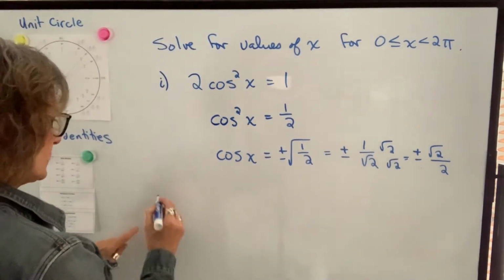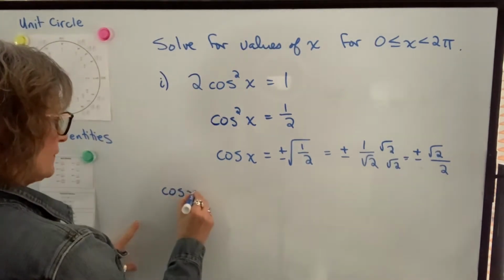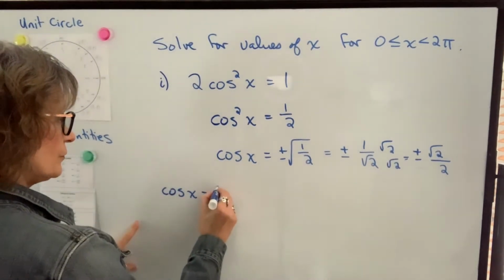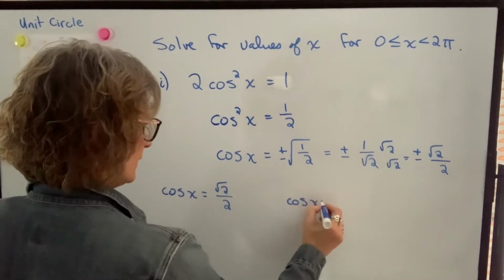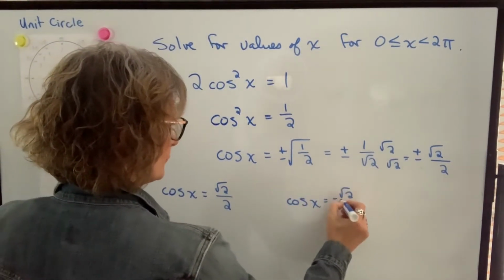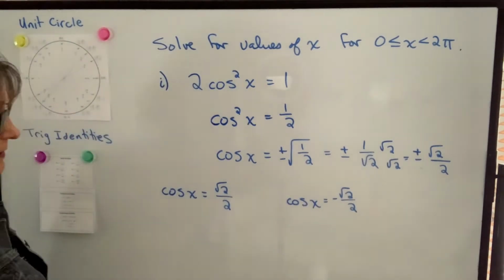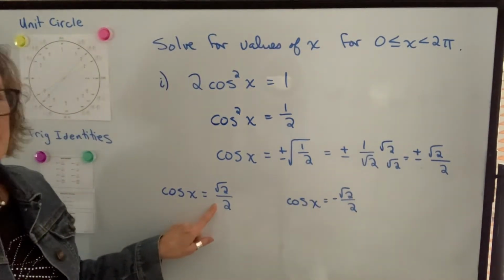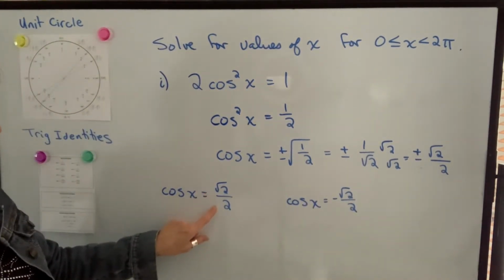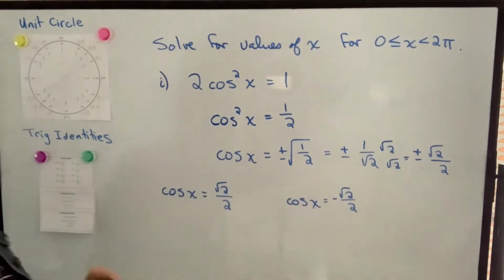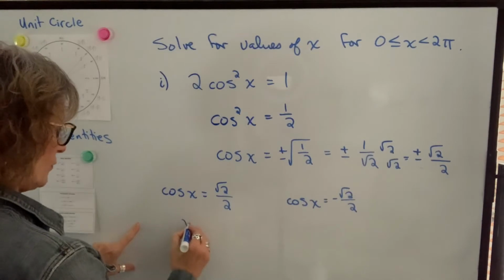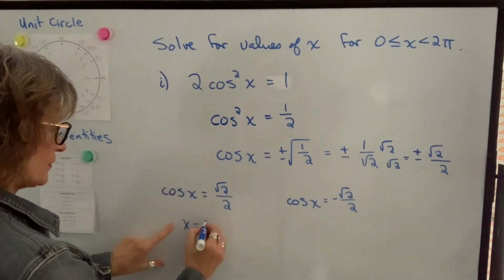So I know that cos of x is equal to positive root 2 over 2 and negative root 2 over 2. This gives me 2 angles. Cos is positive in quadrant 1 and 4. This gives me 2 angles in quadrants 2 and 3. And my special angles, I go inverse cos. I can use my unit circle.